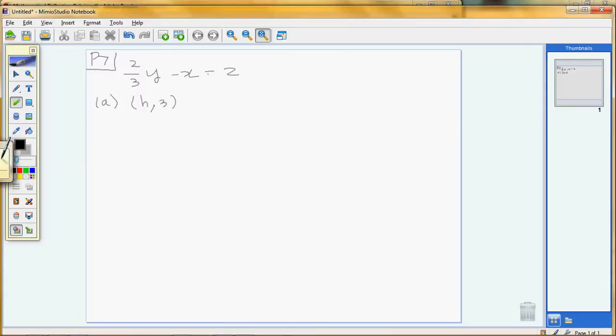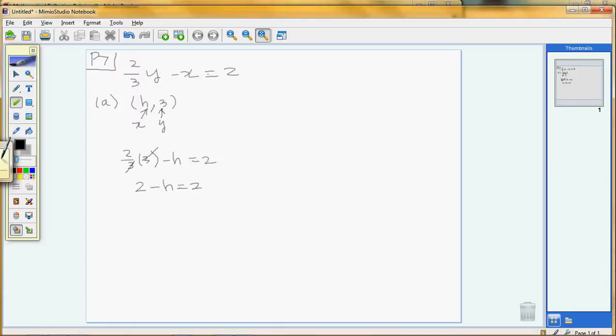So we know that x is h and y is 3. I mean, no, not 3, y. So we're going to plug that in. So we have 2 over 3 times y, which is 3 in this case, minus x, which is h in this case, equals 2. Long story short, we know that we can cancel that out. So we have 2 minus h equals 2.